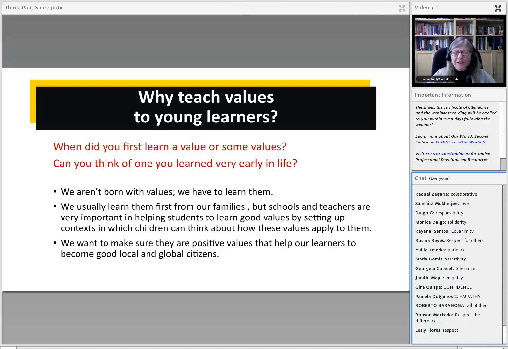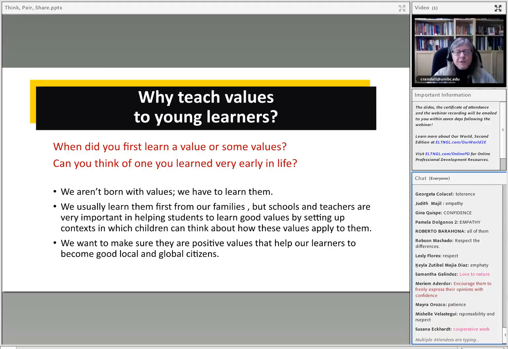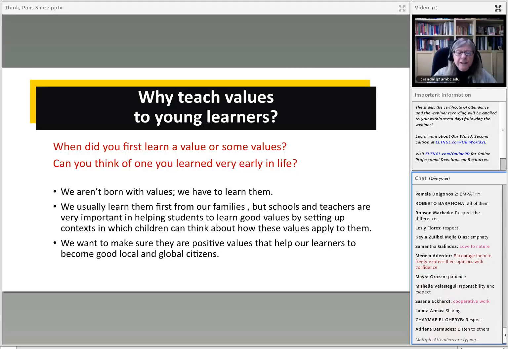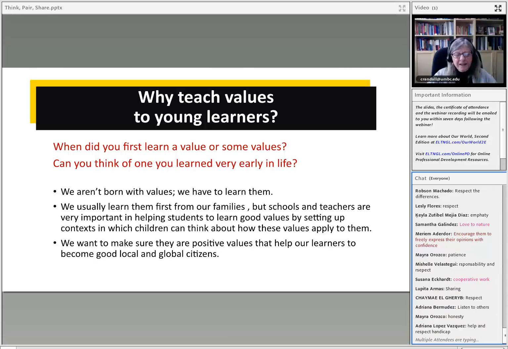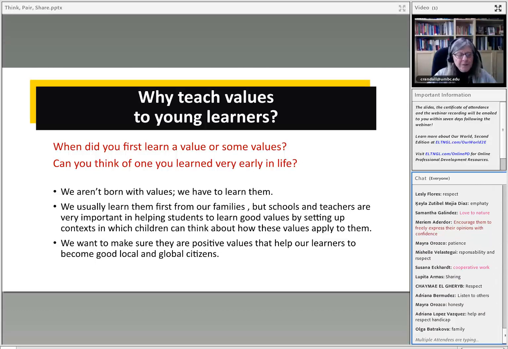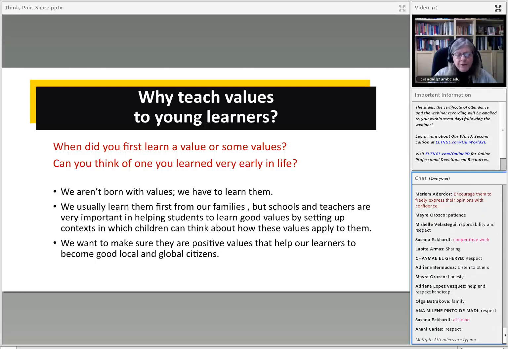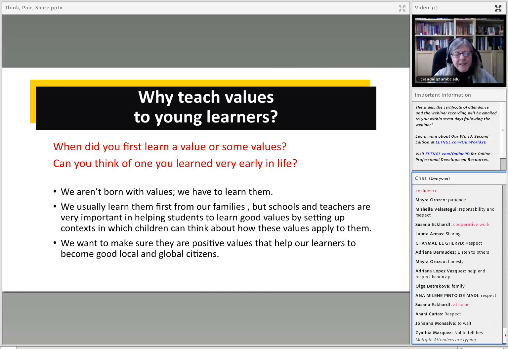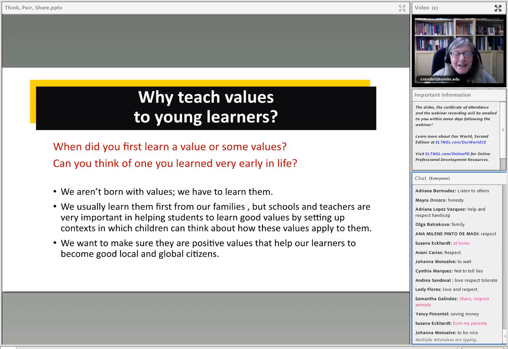Okay, so why do we teach values to young learners? And I want you to think about this. Reflect about your own life. When did you first learn some values? Can you think of one that you learned very early in life? I imagine that you learned it at home. I imagine you learned it with your family, maybe with some elders, with your parents. But what's really important here is to know that we aren't born with values. We have to learn them.